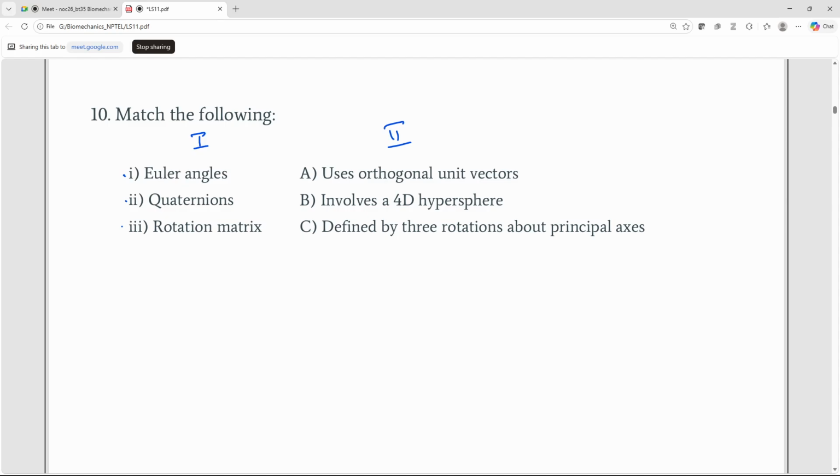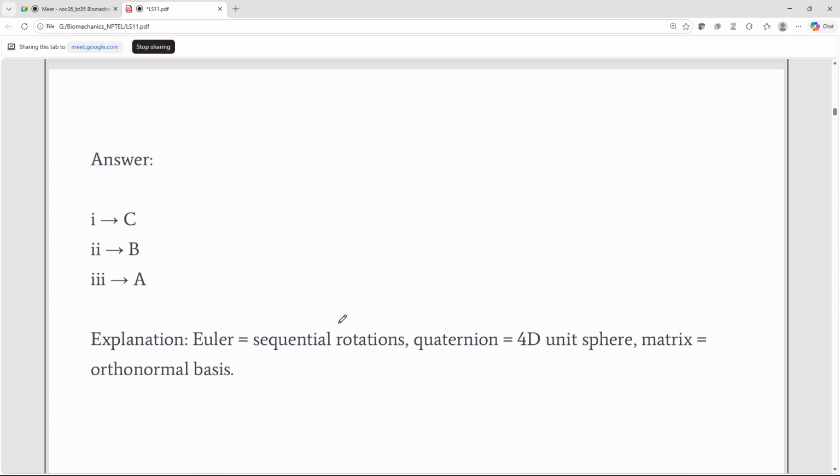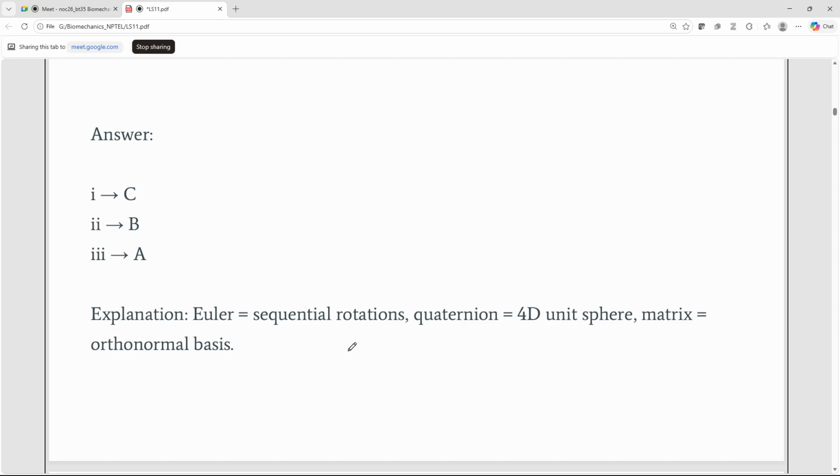Yes, correct answer. Euler angles are defined by three rotations about the principal axis. Quaternions are a 4D hypersphere, which we just discussed in the previous question, and rotation matrices use orthogonal unit vectors. So the correct answer is 1C, 2B, and 3A. Euler angles use sequential rotations. Quaternions use a 4D unit sphere, and rotation matrices are made of orthogonal unit vectors, or an orthonormal basis.